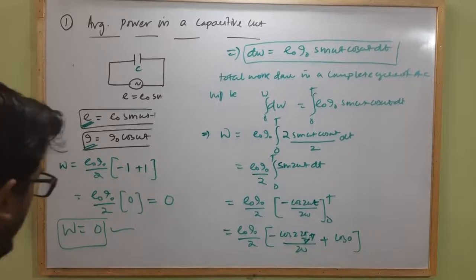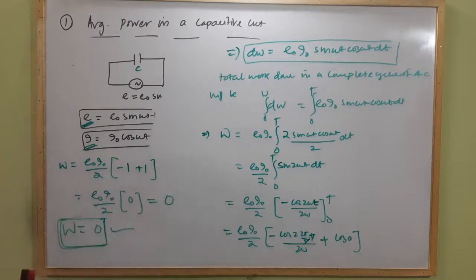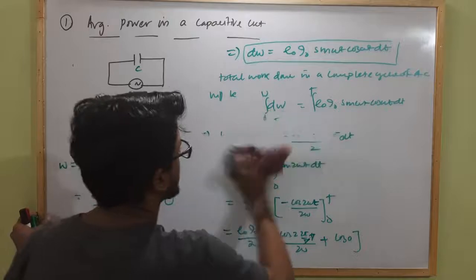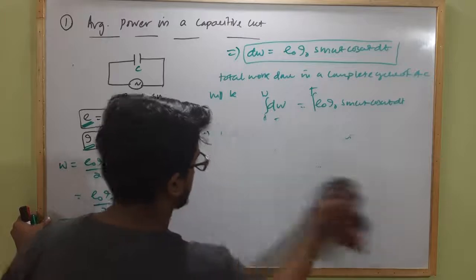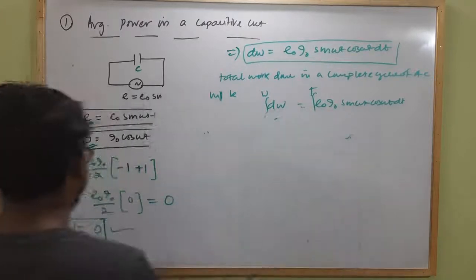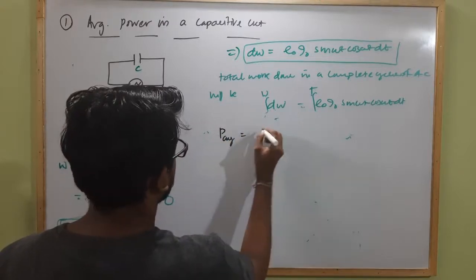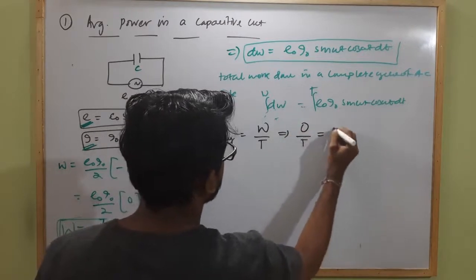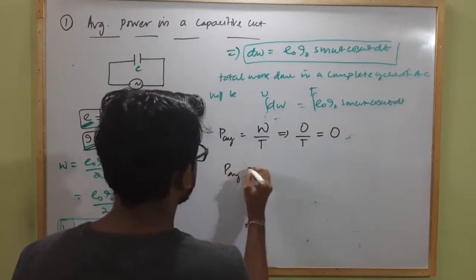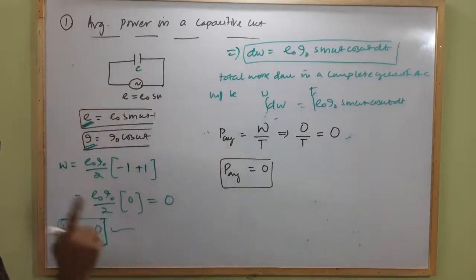Okay. So over a complete cycle, the total work done in a capacitive circuit is 0. So from this we can calculate the average power. P average equal to total work done by total time. So this implies 0 divided by t equal to 0. So the power average equal to 0 for a capacitive circuit over a complete cycle.